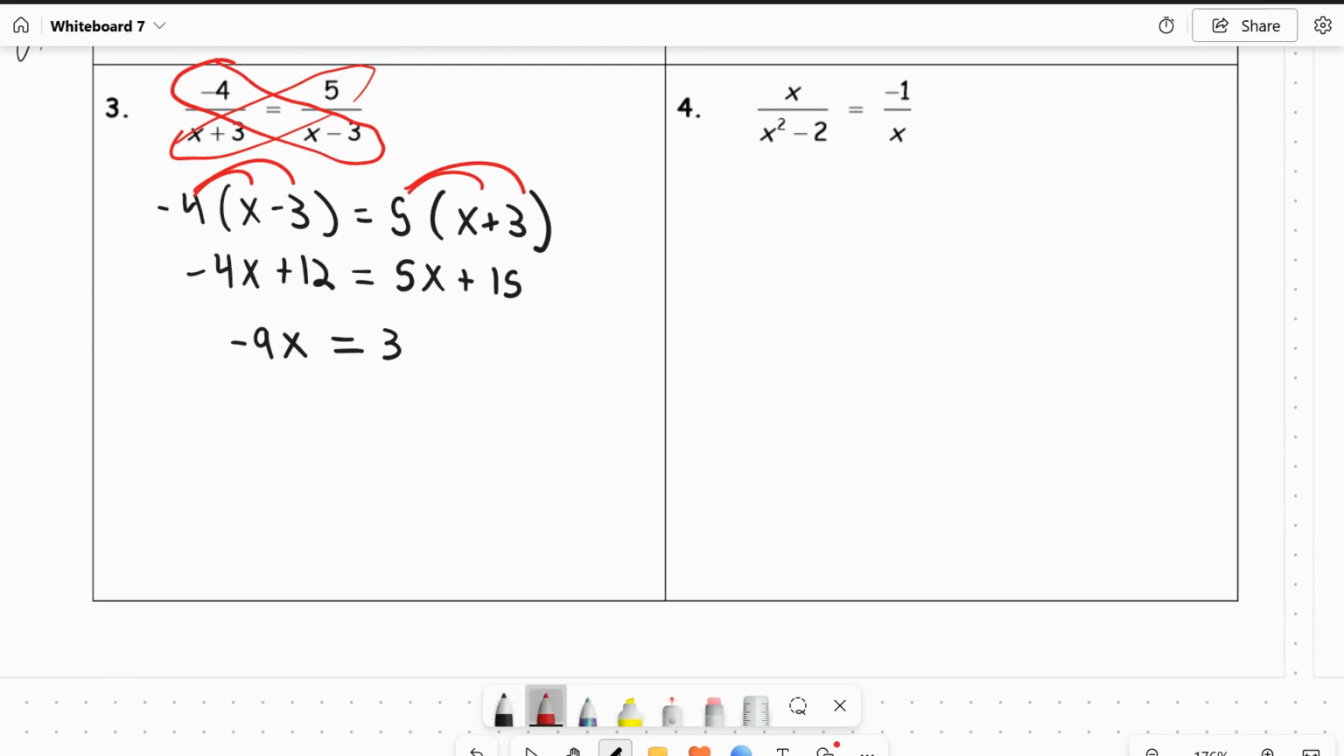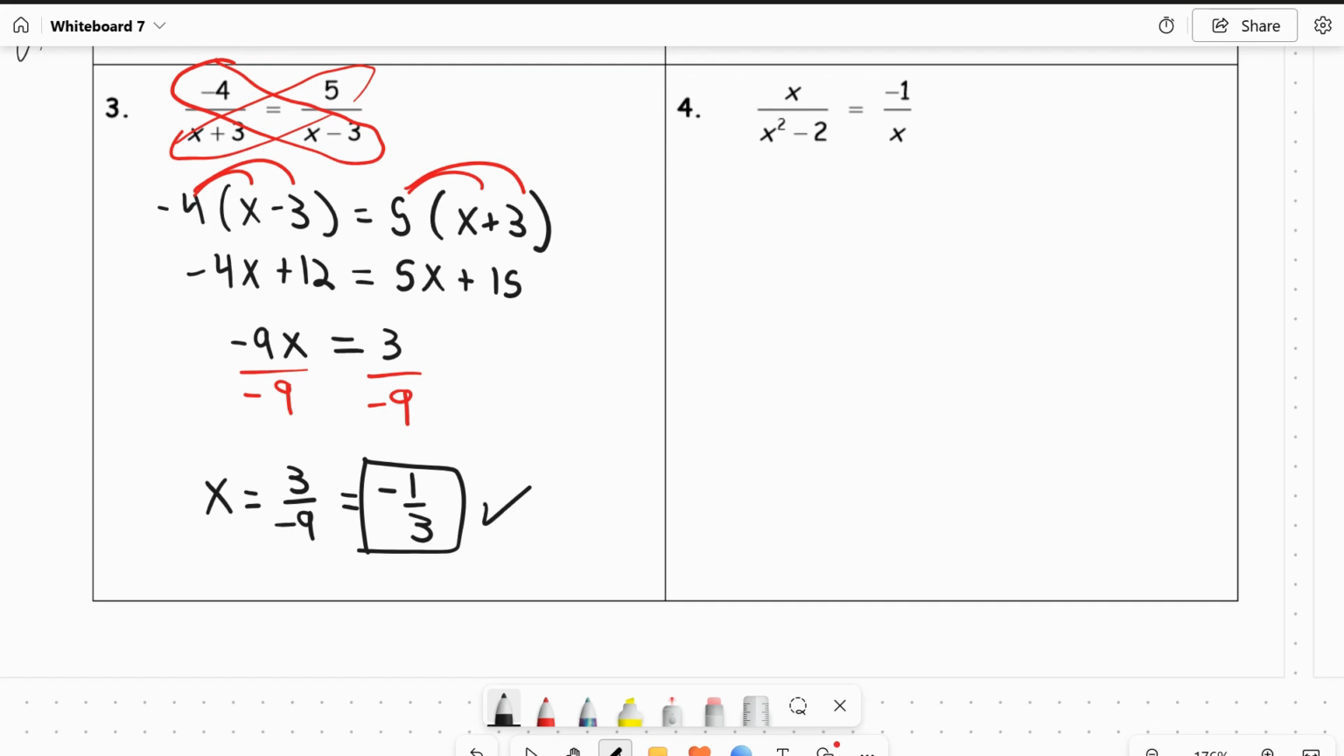Now I'm going to go ahead and divide both sides by negative 9. That's going to give me x equals 3 over negative 9, which could simplify to be negative 1/3. Once again, before you can make this an official solution, you would have to substitute negative 1/3 back into your equation, but in this case as well, that would give you a valid solution.